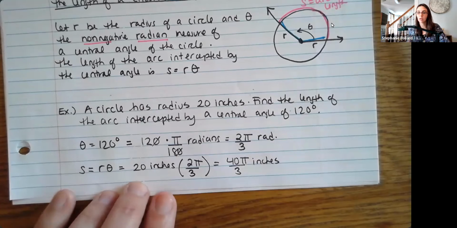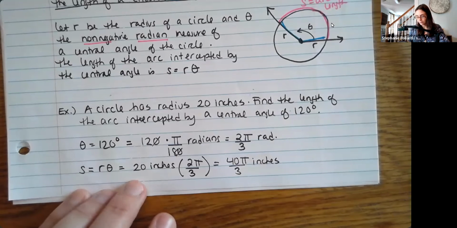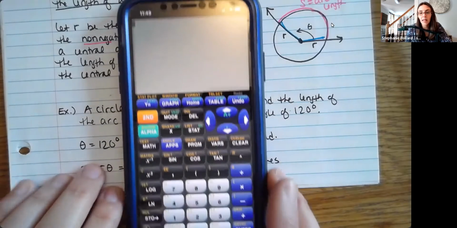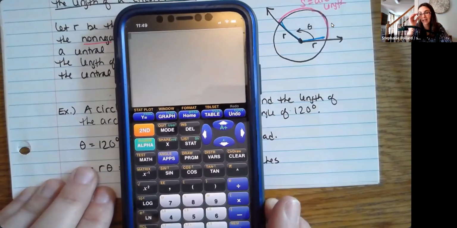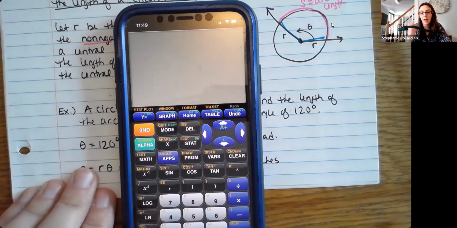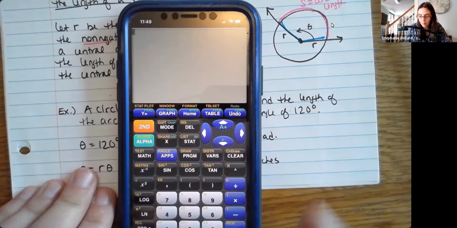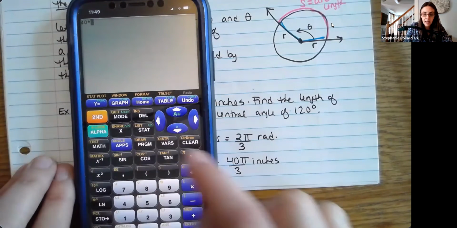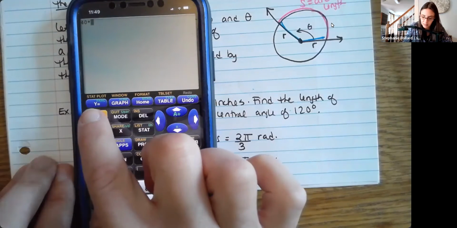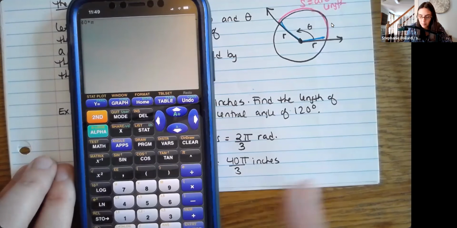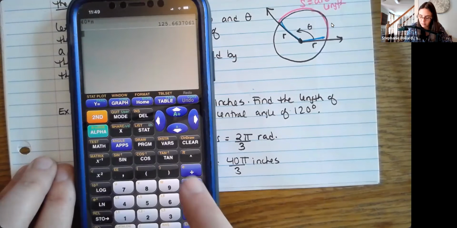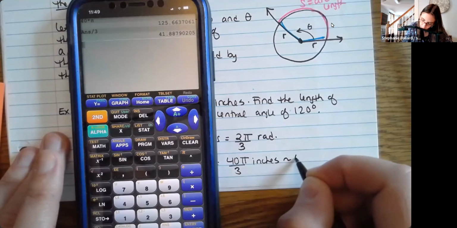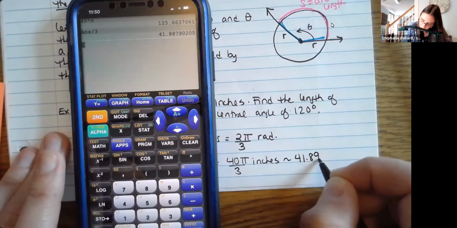If you need the decimal approximation, I am going to go to my calculator here. This is an app that I like to use for my calculator. It mimics the TI-83/84 series, but as long as you have a pi button on your calculator, you'll be fine. So I have my pi button right here. I'm going to do 40 times, and then for me, because it's in yellow, I'm going to hit that yellow button first. So second, pi. I like to hit enter, and then I'm going to divide it by 3. And I get about 41.89 inches.